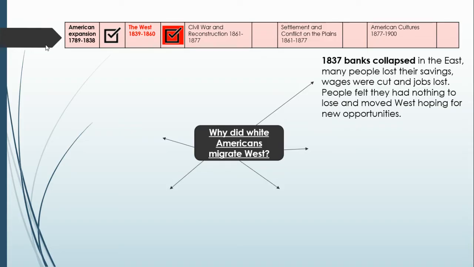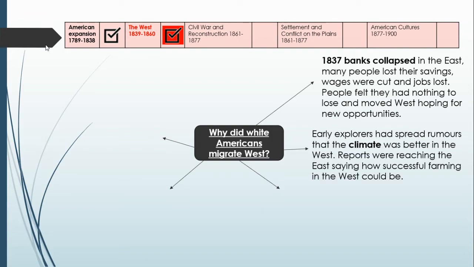Firstly then, there is a reason which caused many people to just look for a new opportunity, and that is that in 1837 the banks collapsed in the east. So many people lost their savings, wages were cut, they lost their jobs, and they just felt that they had nothing to lose. So let's go west, let's see whether we can set up a new life for ourselves in the Plains, let's see if we can set up our own farm, for example. So the banks collapsing was the catalyst for many to start to move west.